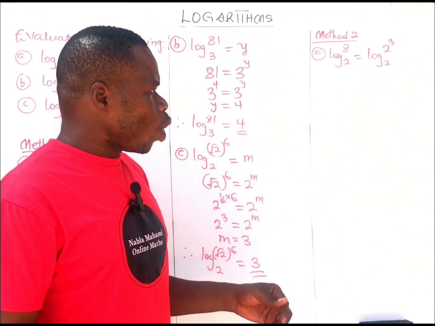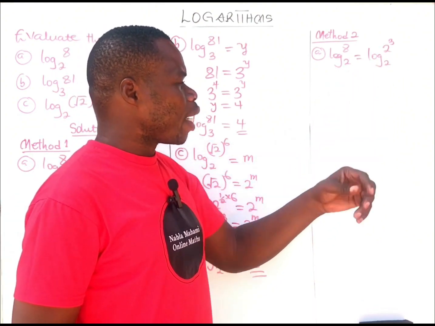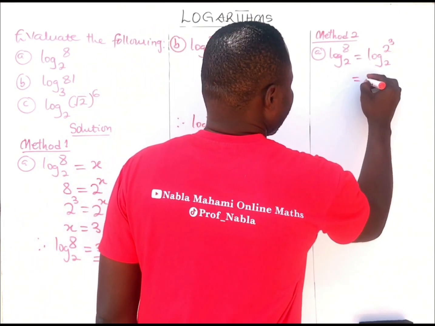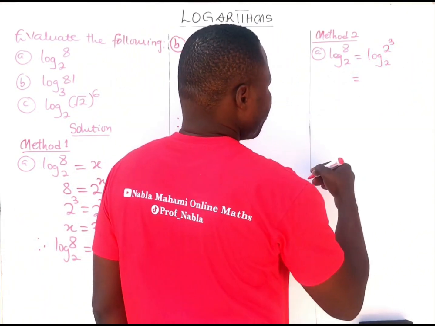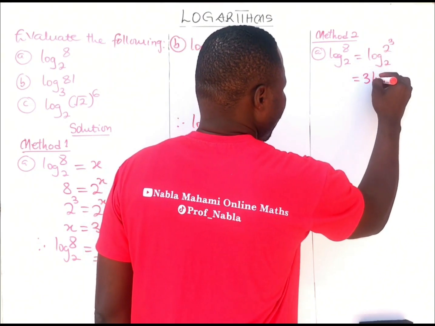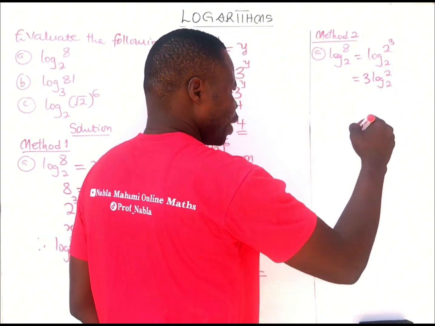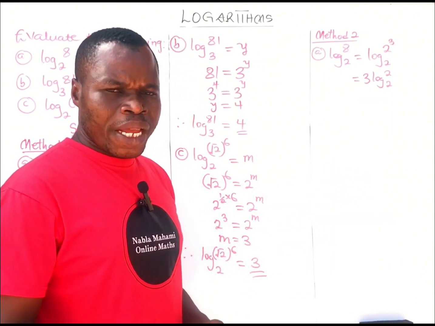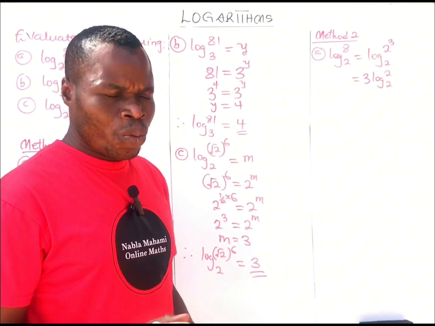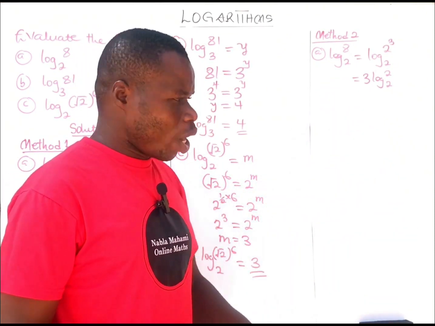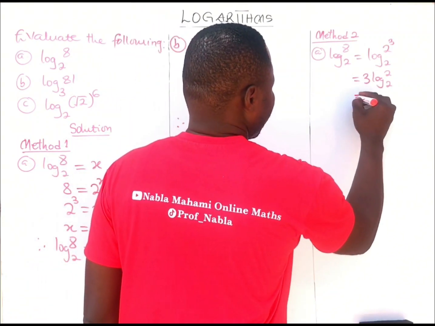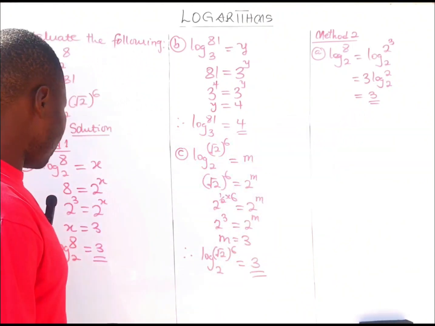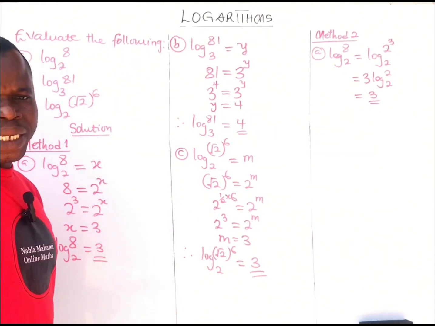And from the third law of logarithms, we said when you have something like this, the exponent will come and multiply the log of this number with the base, meaning 3 will come and multiply log 2 base 2 from the third law of logarithms. And we also know that log of a number with the base being the same as the number is equal to 1. That is log 2 base 2 is 1. And 1 times 3 is 3. So you can see that method 1 answer is the same as method 2 answer. They are all 3, 3.